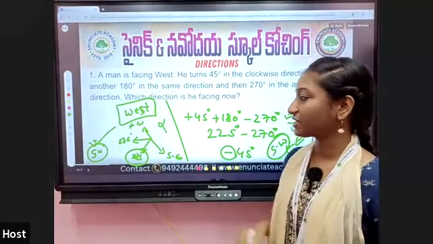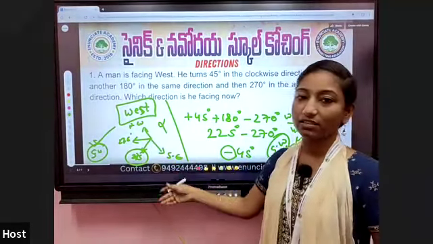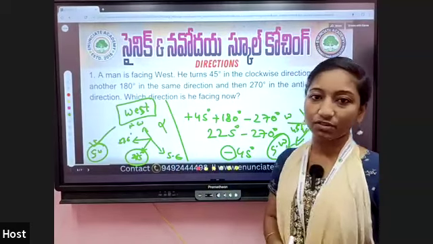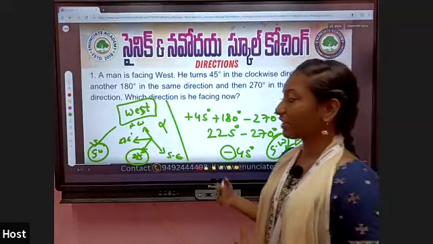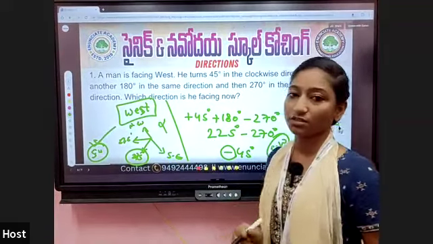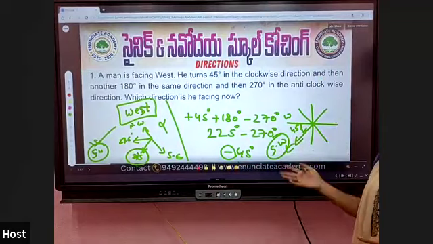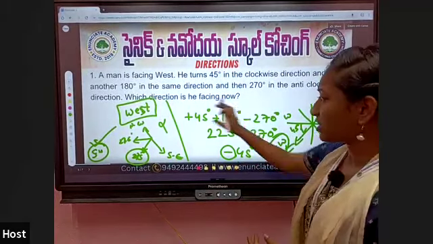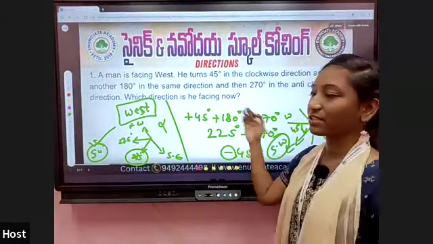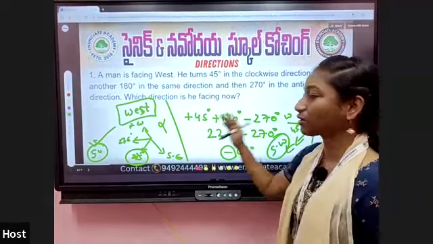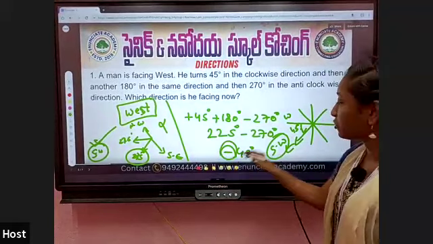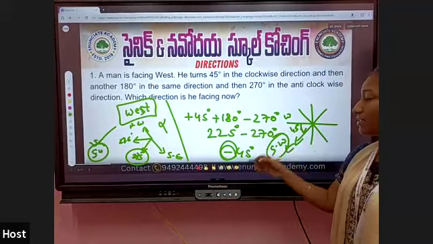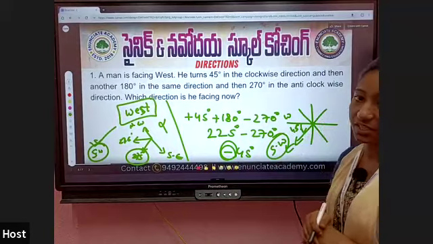But this is the toughest model. Some problems we can easily identify the answers, but in some situations we can't. We will be confused by solving this process. So better to learn this process. First, we should write the angles, anti-clockwise or clockwise. Anti-clockwise means minus, clockwise means plus, and we should solve the problem. Minus means we should travel anti-clockwise, plus means we should travel clockwise.